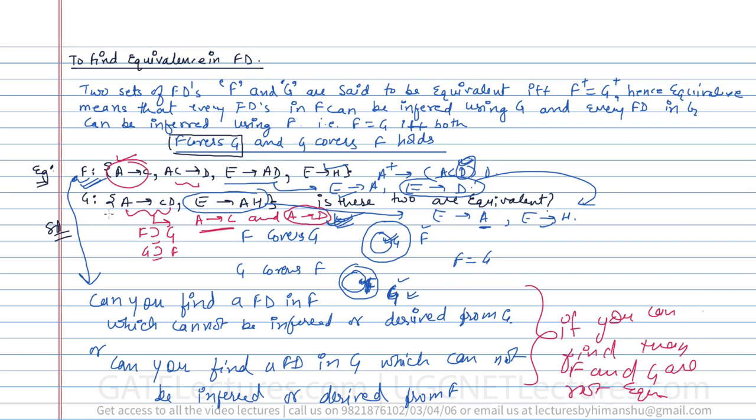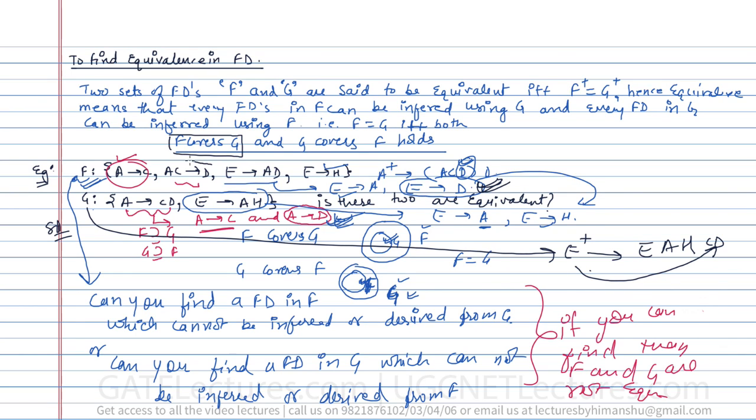Take E closure for this functional dependency set G. If E closure contains D, then obviously E derives D can also be determined in G. So E closure can be E, A, H, and with the help of A I can derive C and D. Therefore in E closure we have D, so this functional dependency is also covered in G.